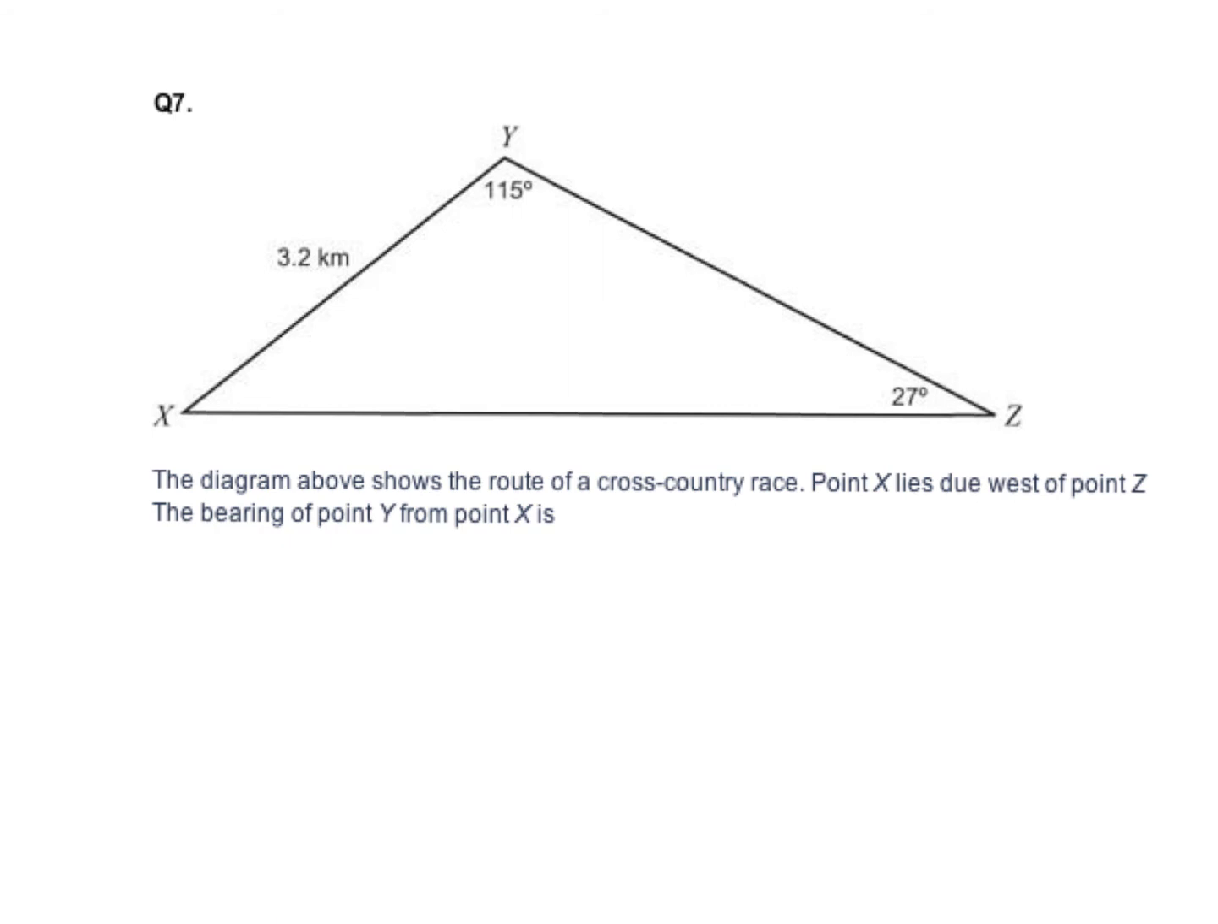All right, so let's have a look at this one. The diagram shows the route of a cross-country race, and X lies due west of the point Z. So they gave you a compass bearing, so just make sure you know that was north, and it's definitely on the west line. What is the bearing of the point Y from point X? So you want to draw your compass on X, and you want from X joining to Y. So that's the question.